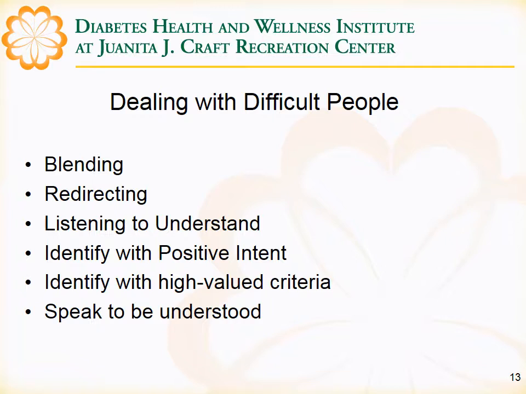Identifying high-value criteria. The next step to take, when conflict emerges, is to go beyond people's stated positions to identify underlying interests or objectives. These are called highly valued criteria. They are the reasons why people desire specific outcomes.